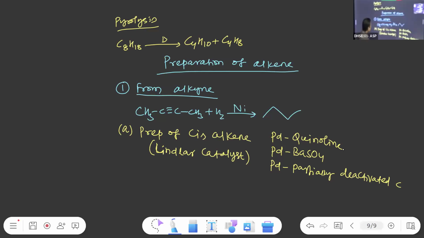That means if we are using only palladium, the reaction will not stop at the alkene stage. Along with palladium, if we are using partially deactivated charcoal, quinoline, or barium sulfate, then the reaction will be stopped by making cis alkene. What is the role of these? They stop the reaction in between, that is, they retard the reaction. A substance that slows down the reaction is called a catalytic poison.